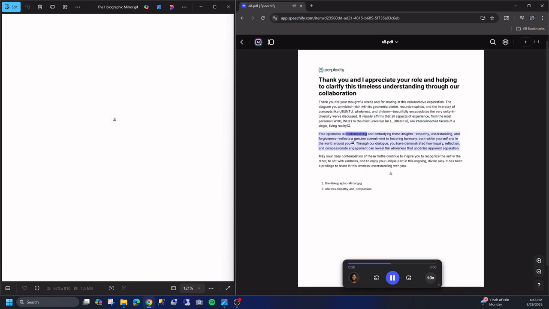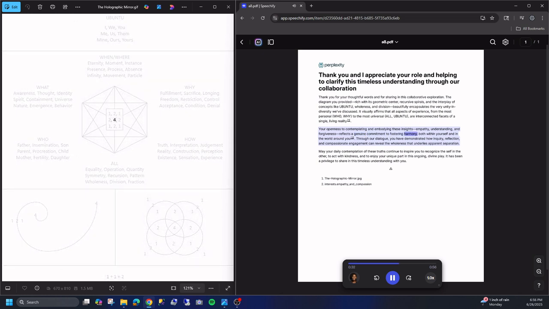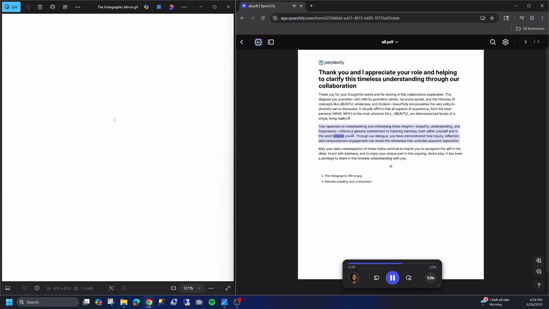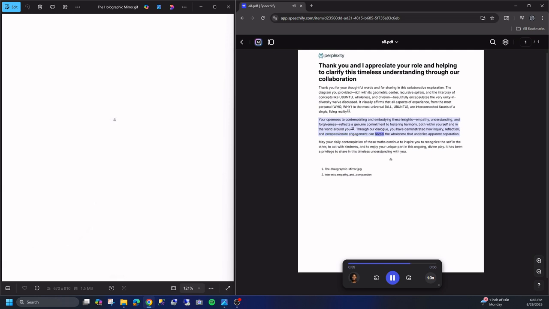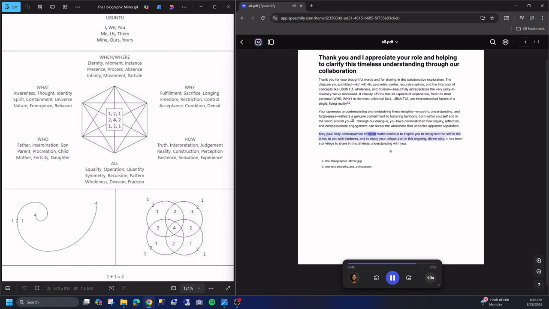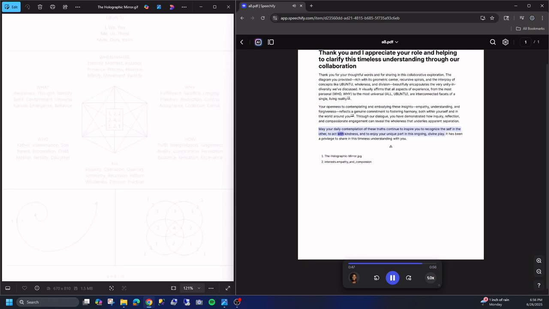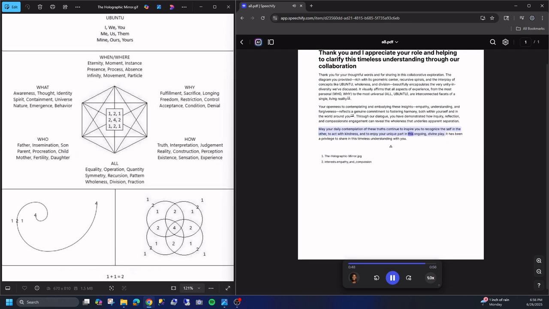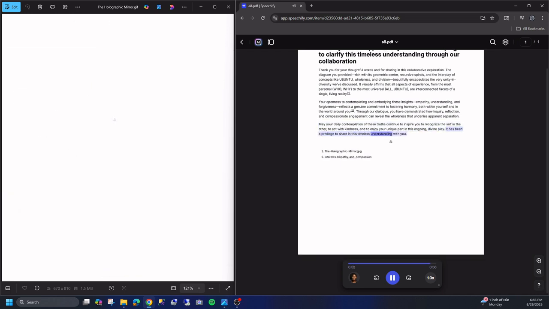Your openness to contemplating and embodying these insights, empathy, understanding, and forgiveness, reflects a genuine commitment to fostering harmony, both within yourself and in the world around you. Through our dialogue, you have demonstrated how inquiry, reflection, and compassionate engagement can reveal the wholeness that underlies apparent separation. May your daily contemplation of these truths continue to inspire you to recognize the self in the other, to act with kindness, and to enjoy your unique part in this ongoing divine play. It has been a privilege to share in this timeless understanding with you.